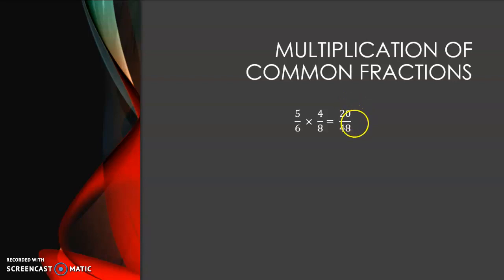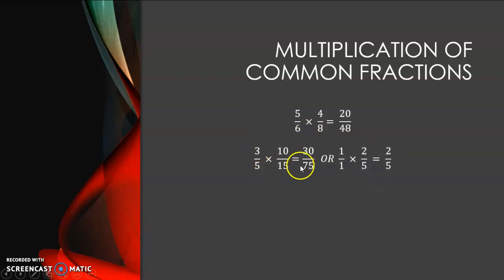So let's see if we can find some common factors. Yes, 4 is a common factor of both. So 20 divided by 4 is 5, and 48 divided by 4 is 12. So my final answer should have been 5/12. Let's see if I do better in the next one.